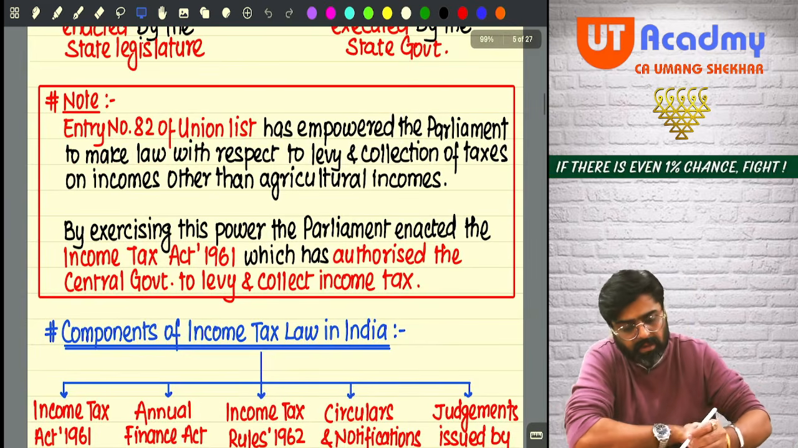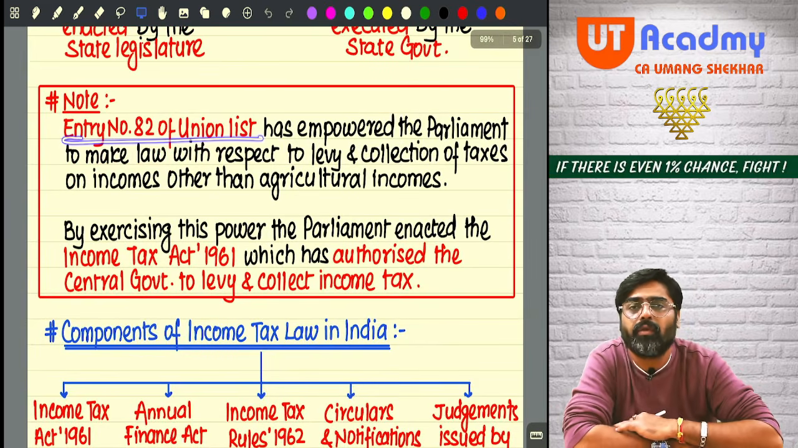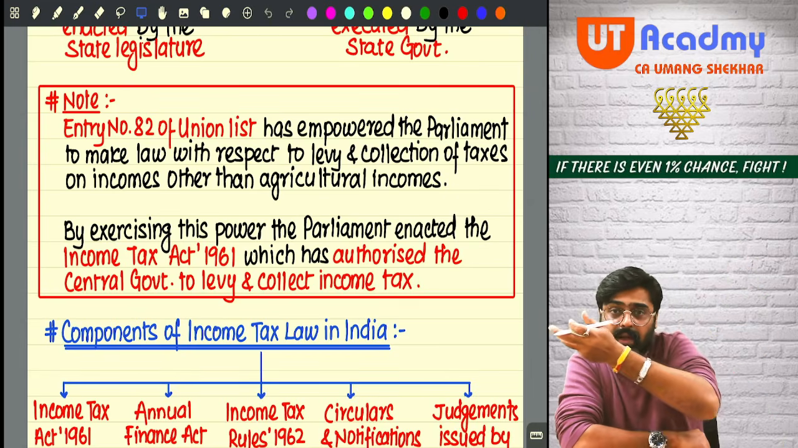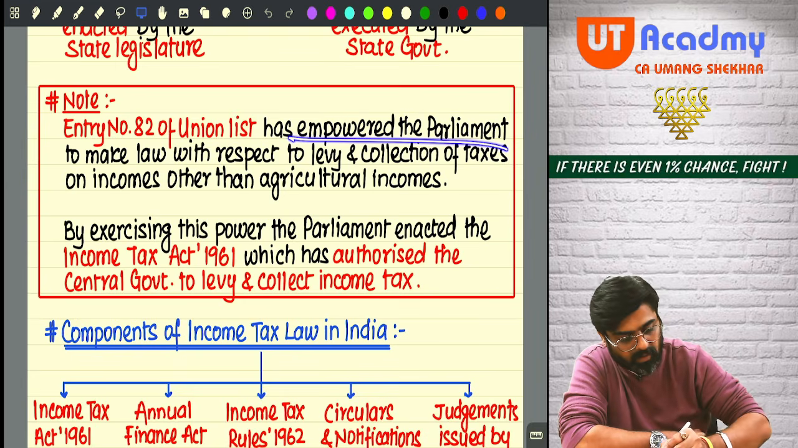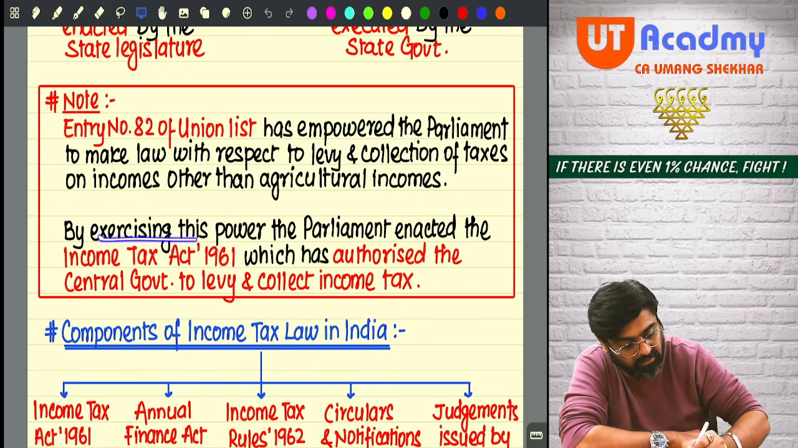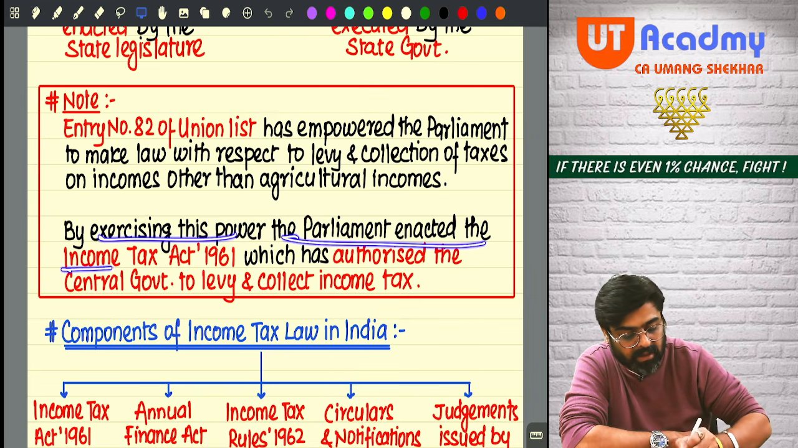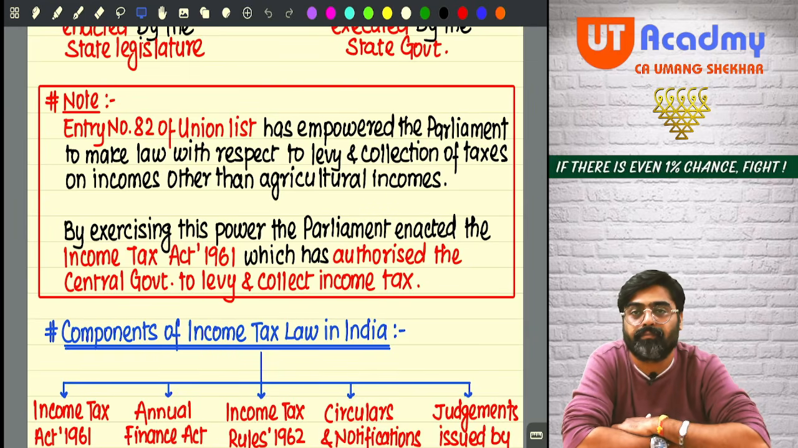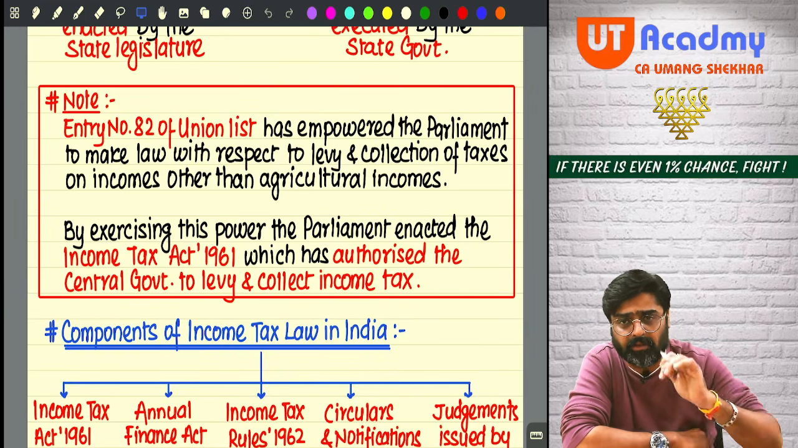List number 1, union list, entry number 82 has empowered the Parliament to make law with respect to levy and collection of taxes on incomes other than agricultural incomes. By exercising this power, the Parliament has enacted the Income Tax Act 1961, which has authorized the central government to levy and collect income tax. Done? Okay, now please pay attention.